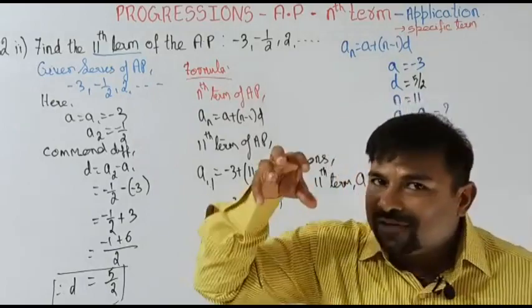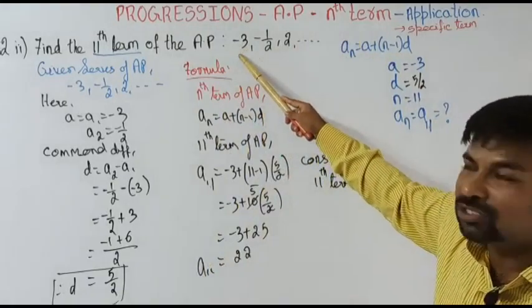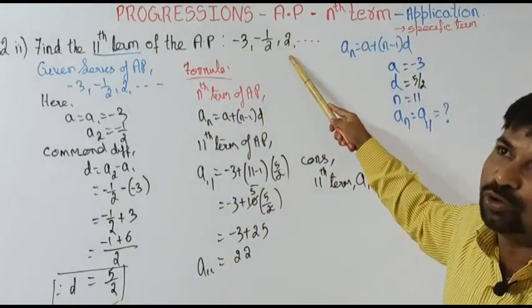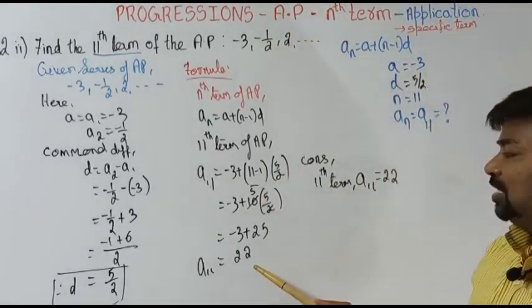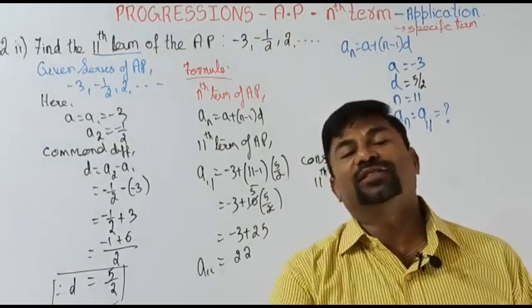Means what? The 11th person sitting in this area. Here the first person is minus 3. Second person is minus 1 by 2. Third person is 2. In the same way, the 11th person is 22. Hope you are able to understand the application of the nth term formula.